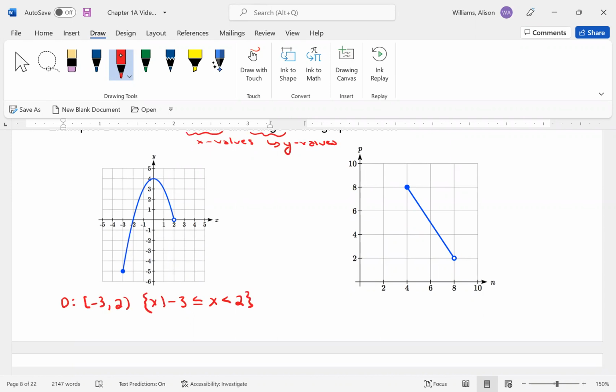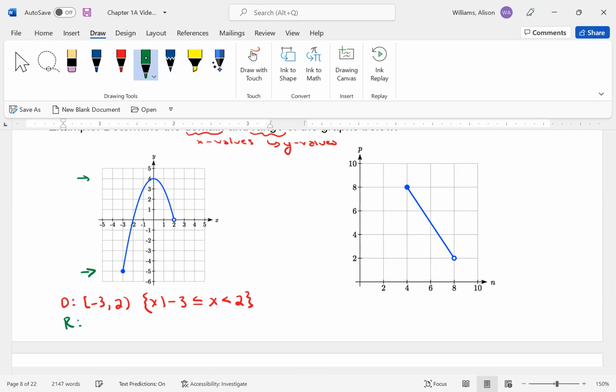Let's do range. Now range is the Y values, and that's the vertical axis. So instead of looking left and right, we need to be looking up and down: how high values go and how low the values go. So in this case, let me do it in green to give it a different color to focus on. Our lowest value is -5, and then our highest value is going to occur at 4.